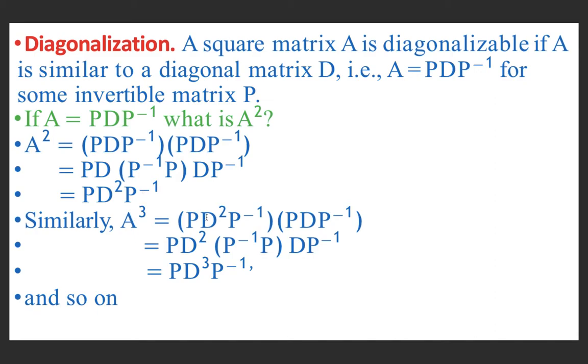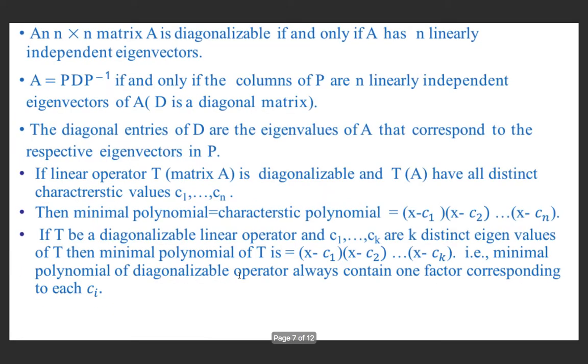Similarly, A cube is equal to P D square P inverse P D P inverse. So P D square P inverse P into D P inverse by associativity. P inverse P is the identity matrix. Identity matrix into D is D and D square into D is D cube. This is equal to P D cube P inverse. Similarly, A4 is equal to P D4 P inverse and so on.